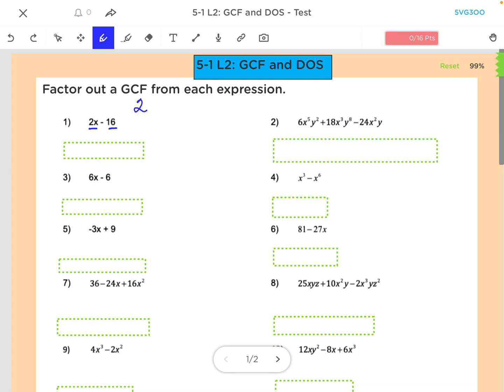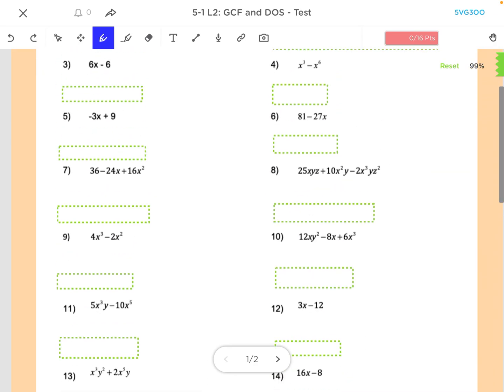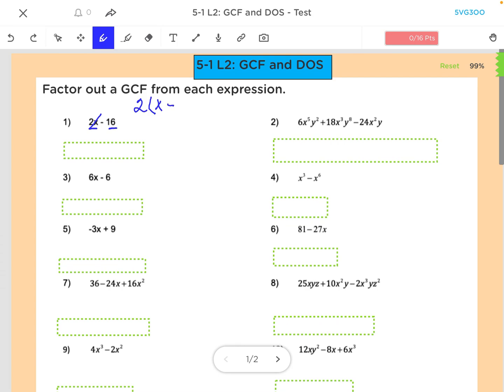And then you also want to check, do they also have anything else in common? No, the x's are only with the 2x. So 2 is the only greatest common factor. And then in parentheses, you write what's left over. So from 2x, the only thing you're left with is an x, minus 16 divided by 2 leaves you with an 8. So this is what you're going to be typing in here. And when you type it in, without any spaces anywhere.